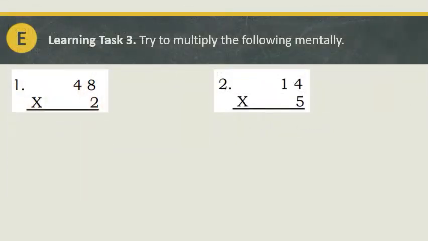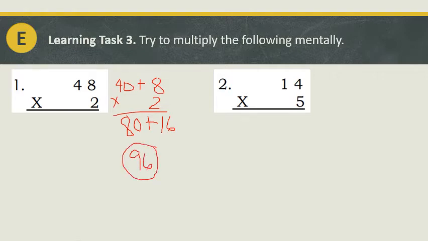So, sa learning task 3, ang gagawin naman po natin dito is to try to multiply the following mentally. So, ganoon po ulit. Ang gagawin natin dito sa number 1, expand natin yung 48. So, ang 48 ay magiging 40 plus 8. So, ta-times natin sila sa 2. So, ang 40 times 2 ay 80. Tapos, yung 8 times 2 ay 16. So, pag pinagsama yan, so yan ay 96. So, ito po yung answer natin sa number 1.